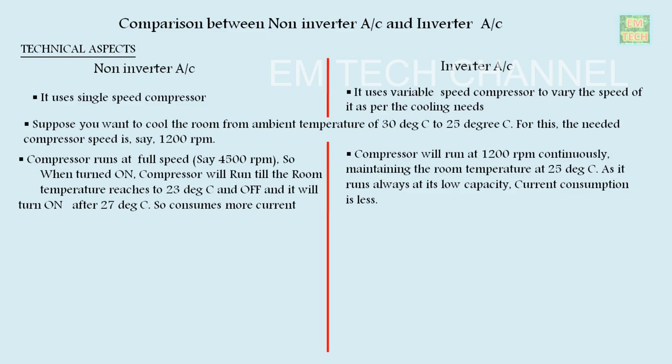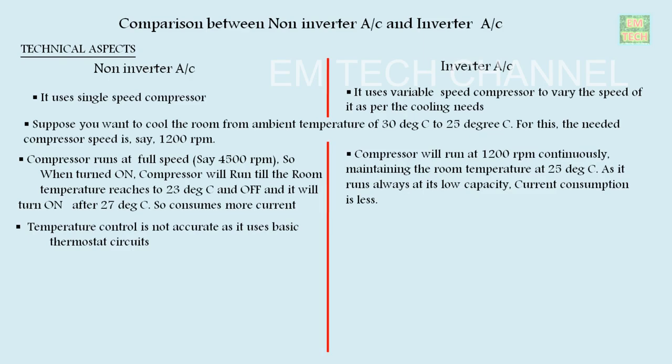If you see, non-inverter AC will frequently do the start-stop process, so whenever the compressor starts, the starting current will be high, about 2.5 times the normal current, which will cause more power consumption and hence increase the electricity bill. Inverter AC, on the other hand, runs at less load for the major portion of the time, and hence power consumption will be less when compared to non-inverter AC.